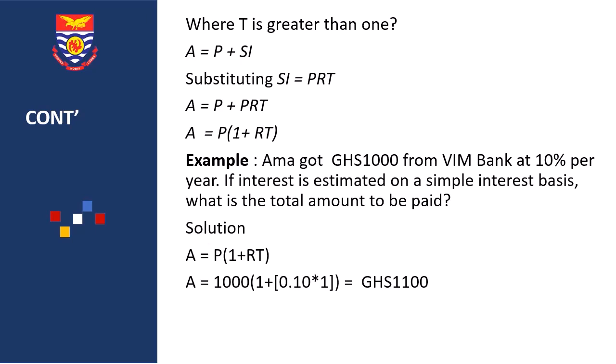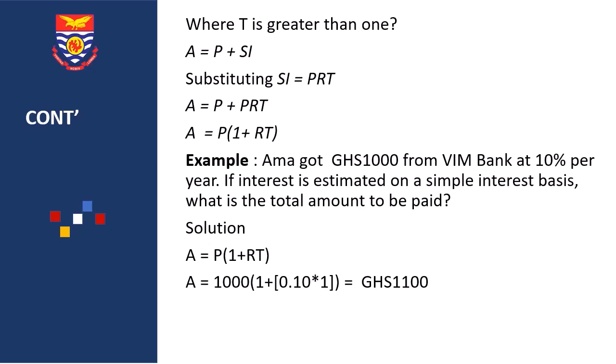Alright, so we know A represents the maturity value and A is the principal plus simple interest. So from this formula we can substitute. Simple interest equals the principal times rate times time. So wherever we see simple interest or SI, we represent it by PRT. Right, so let's go down. So A equals P plus PRT because SI is now represented by PRT. Factorizing P out, we have A equals P into bracket 1 plus RT.